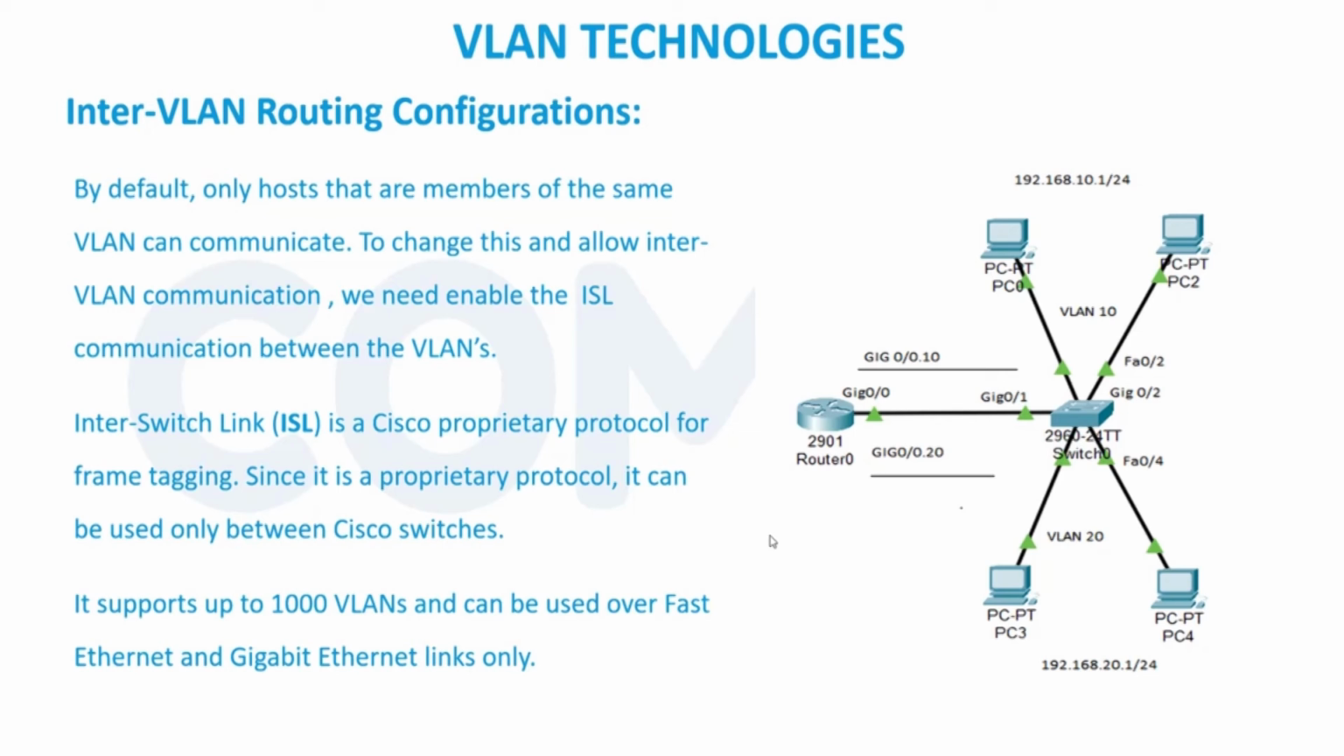For that, we'll be using ISL, which is a Cisco proprietary protocol for frame tagging. So this is going to perform the activity of frame tagging. It supports up to 1000 VLANs and can be used over Fast Ethernet and Gigabit Ethernet links only. So it can support inter-VLAN routing, and we can have more VLANs connected to it.